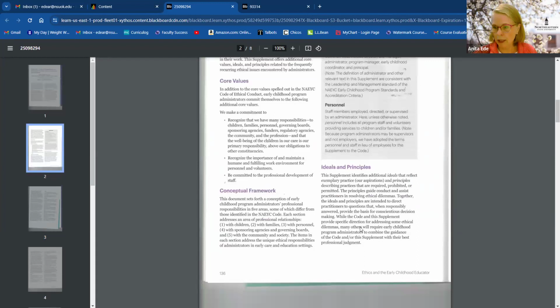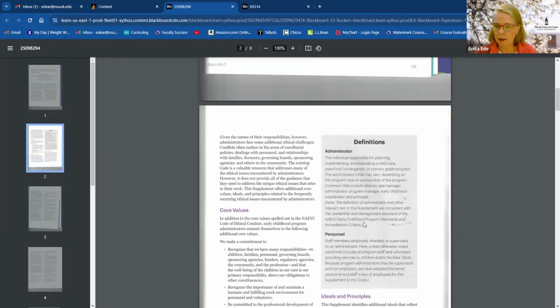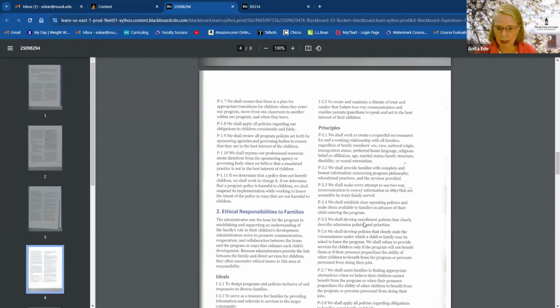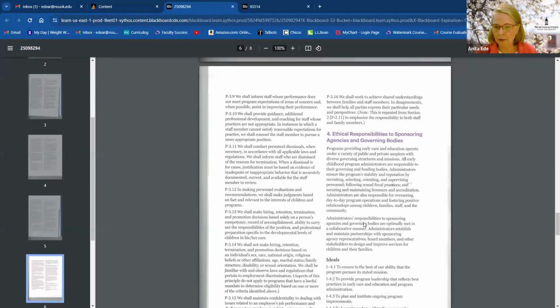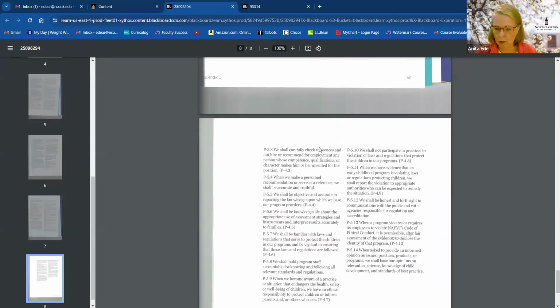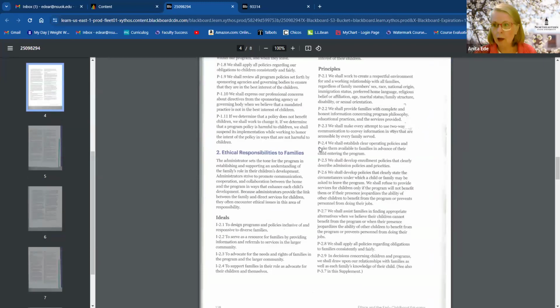What core values might come into play when you're making these decisions? You can look here: ideals and principles, ethical responsibilities to children, to families, to personnel. Governing bodies and agencies probably wouldn't come in on this one, and society as a whole probably won't either. But you definitely have an ethical responsibility to the children, both the child that's biting and the children that are being bitten, to the families, and to the personnel, because this is a really difficult situation.